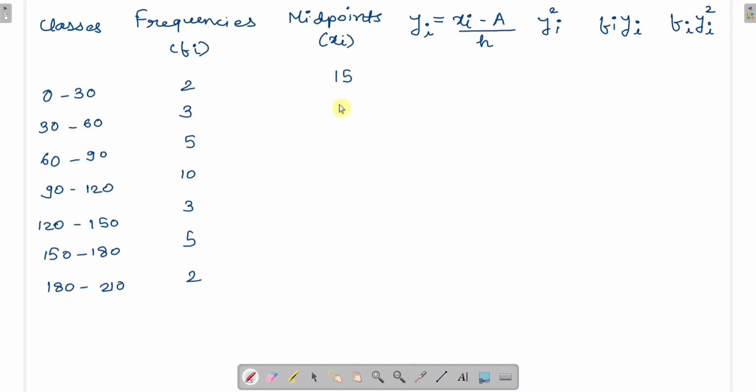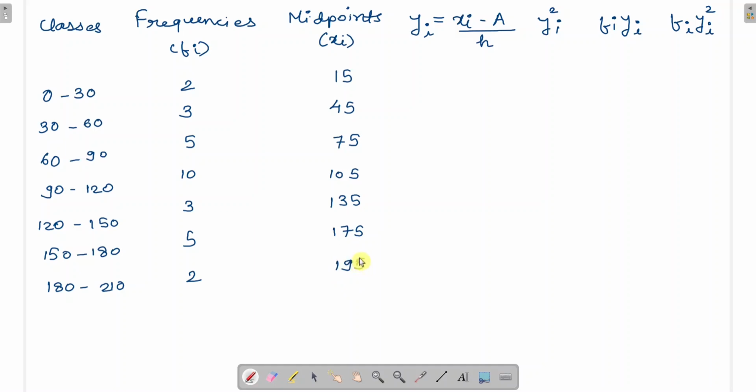Now the midpoints. The midpoint of the class interval 0 to 30 is 15, midpoint of class interval 30 to 60 is 45, midpoint of 60 to 90 is 75, then we will get 105 here, then 135, 165 and 195.